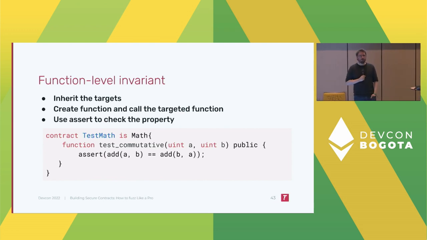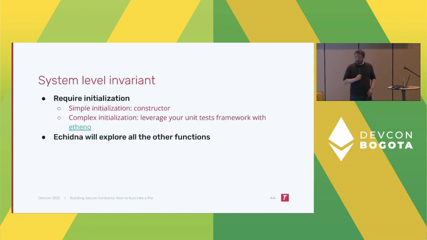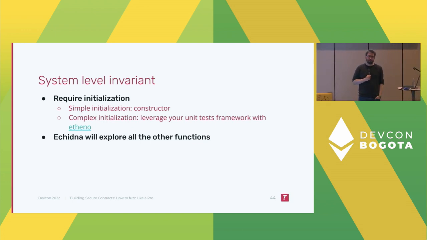For function-level invariants, one thing that you can use is a different mode on Echidna. Instead of calling Echidna underscore something, we support assertion. So you can just create a function, put an assertion, and try to see if it holds. For system-level invariants, as we already discussed, it might be more complex depending on the initialization of your system. If it's a simple initialization, you might be able to do everything in the constructor. If the constructor is too large for the bytecode size or for whatever reason, you might have to split it, and here is where you can use Echidna.